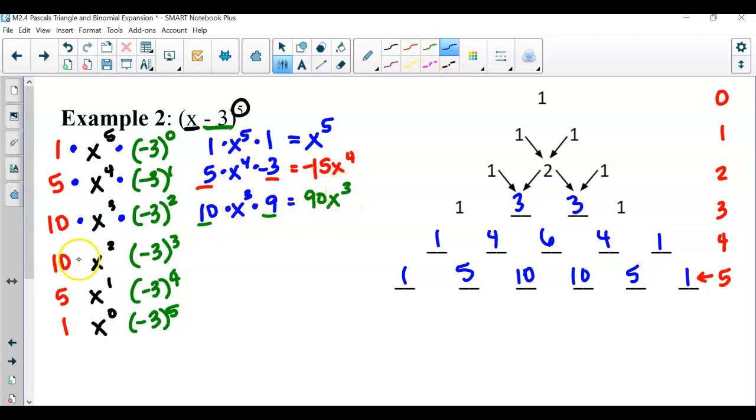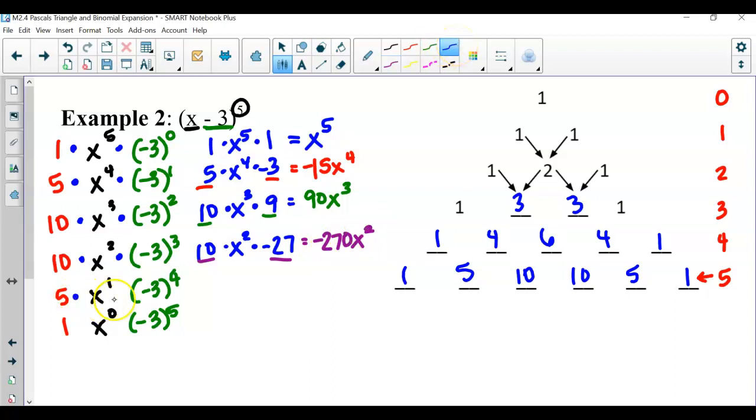Then next up, 10 times x squared times -3 to the third power. So 10 times x squared. Now, -3 to the third power, make sure you get -27. Then here we've got 10 times -27, -270x squared.